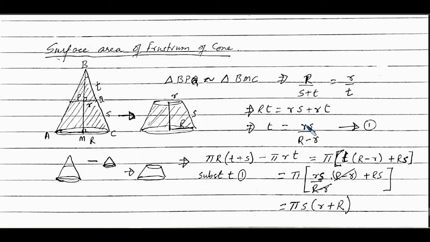I know that this big cone minus the chopped off portion is equal to the frustum. So the big cone, capital R is the radius, so pi R times T plus S minus this one, that is minus pi rT. So now I get this, pi here I have taken common. You do a little bit of algebra and I substitute t as rS by (R minus r). So this R minus r will get cancelled. So pi times S is common times (R plus r).